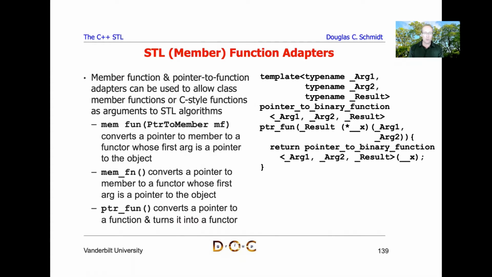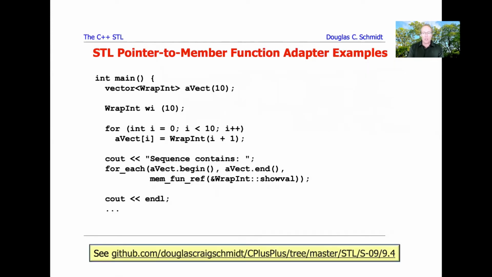Memfunction is really the one that's now the designated one to use. The other ones have been deprecated, and you'll see you don't really need to have them anymore. So let's go ahead and take a look at first the pointer to member function adapter examples, and then we'll return and talk about the other types in just a second.